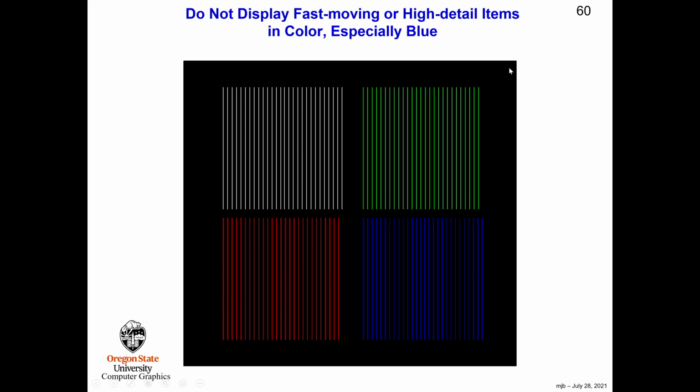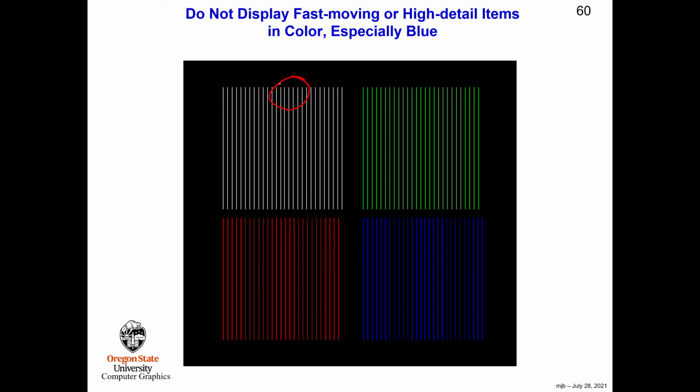Because we don't see blue very well, don't put fast moving or high detail items on your display in blue. And really, if you can help it, put it on in grayscale or white preferably, or green. Red, not so good. Blue, even worse.